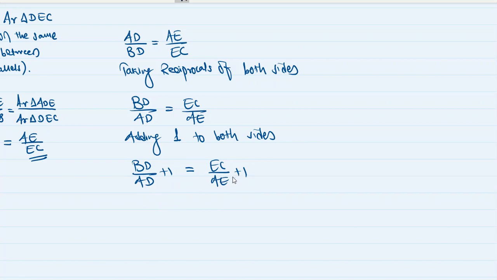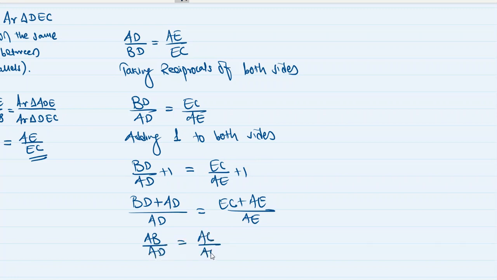We are not using the figure or the geometry over here. But yeah, the result will be shown in the figure. I will show you that. So BD plus AD upon AD is equal to EC plus AE upon AE. So BD plus AD is AB upon AD and EC plus AE is AC upon AE.